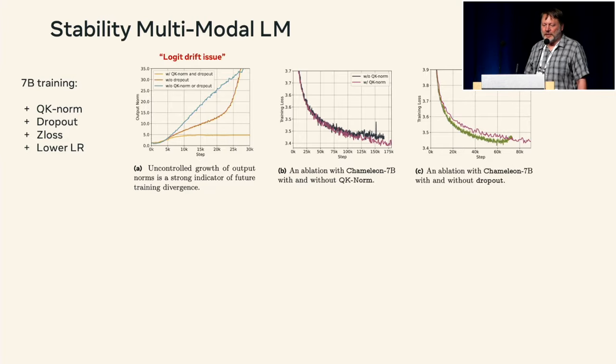Eventually, we were able to stabilize it, so now some of these tricks like KQ norms and dropout and Z-loss and so forth are kind of standard. People use them all over the place.